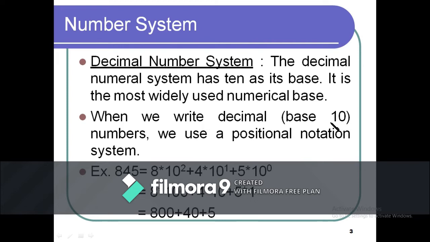The decimal base will be written as base 10. We take one example here: 845. How do we write it in the decimal number system? Here there are three digits, so 8 multiplied by 10 raised to 2. We go from right to left: for 5 we give 10 raised to 0, for 4 we give 10 raised to 1, and for 8 we give 10 raised to 2. We multiply each digit with the base 10. 8 multiplied by 10 raised to 2 plus 4 multiplied by 10 raised to 1 plus 5 multiplied by 10 raised to 0. 10 raised to 2 is 100, hence 8 into 100, 4 into 10 and 5 into 1. We get 845. This is the basic example of the decimal number system.